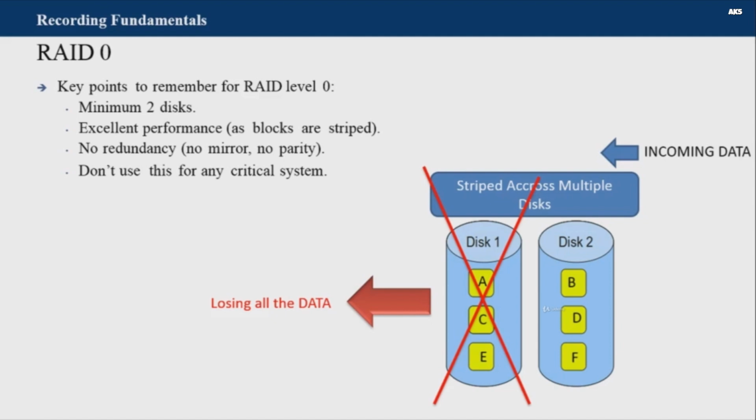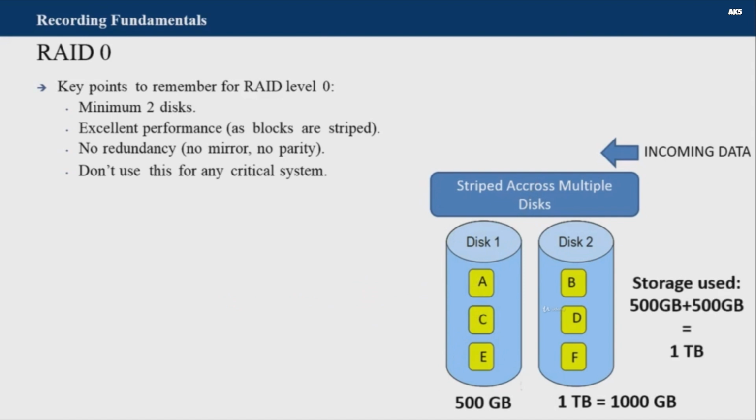The total storage capacity that we can use is the total of all hard drive capacity, as long as they have the same capacity. In the case of different capacities, the total storage that could be used is the capacity of the smallest hard drive multiplied by the number of hard drives. For example, in this example disk 1 is 500 GB and disk 2 is 1 TB, we can only use 500 GB of disk 1, and the same for disk 2. We can only use 500 GB of disk 2. So the total storage that could be used in the system using RAID 0 is 1 TB.